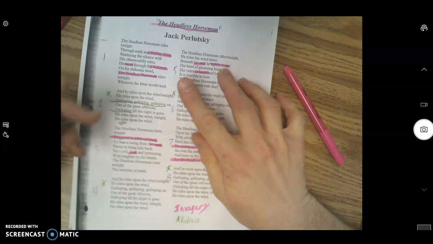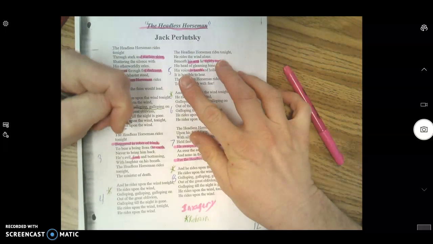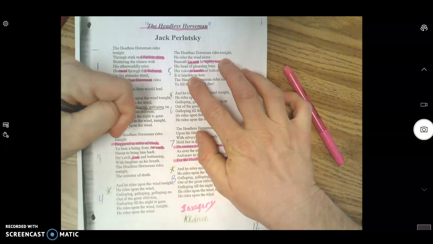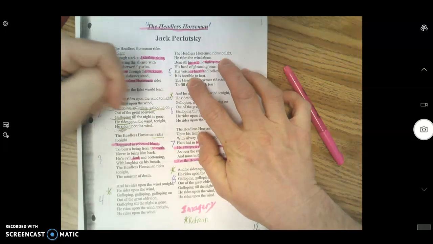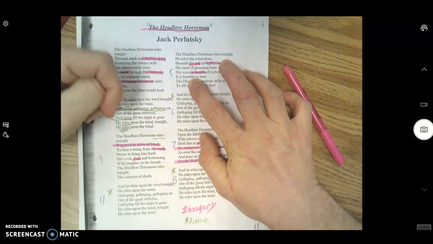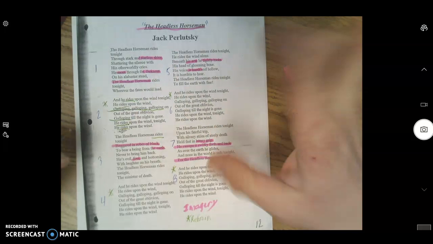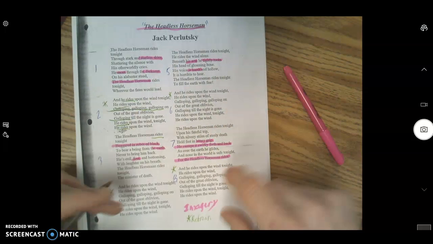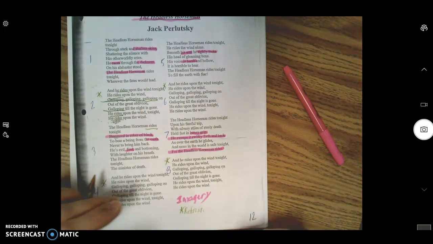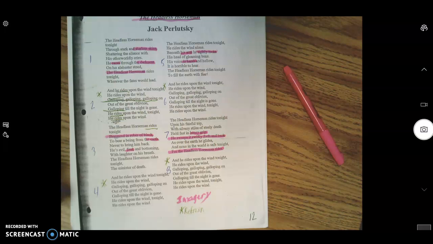He rides upon the wind. Just the word rides. Look, rides, one, two, three, four, five. He uses rides a lot. That's a great example of refrain. That's when you use a word or phrase over and over again. Think about your favorite song. What song or phrase is repeated over and over again? They all have something similar like that.